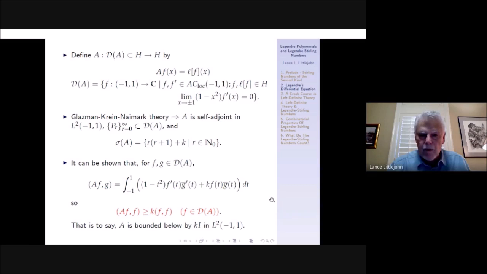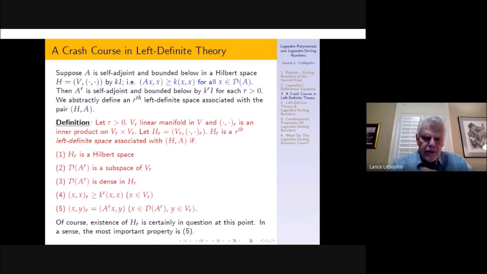Okay. So I'm going to give you a crash course now in what I call left definite theory. This is a theory that can be traced back to Hermann Weyl right around 1910. So suppose A is a self-adjoint operator and it's bounded below in some Hilbert space H. Now look how I've written that. I've written H to be V with an inner product. So what I'm doing here is distinguishing between the underlying vector space V and the topological space H that the inner product gives us.